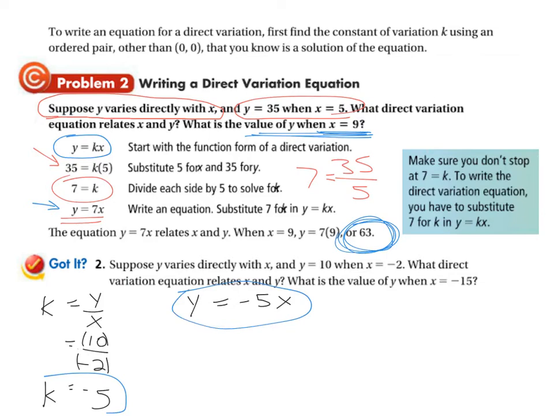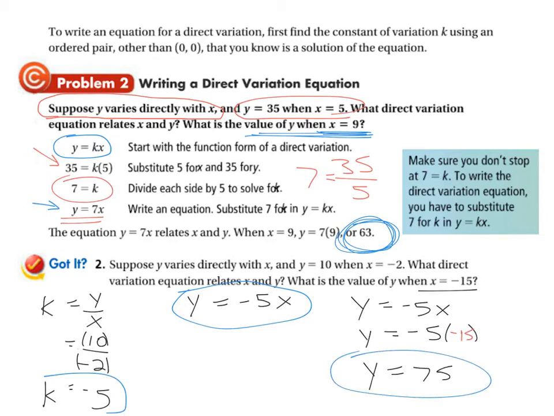And then we can use that equation and say, okay, what do we get for y when x equals negative 15? So let's substitute x with negative 15. And we get y is equal to positive 75, and that's the last part of our answer.